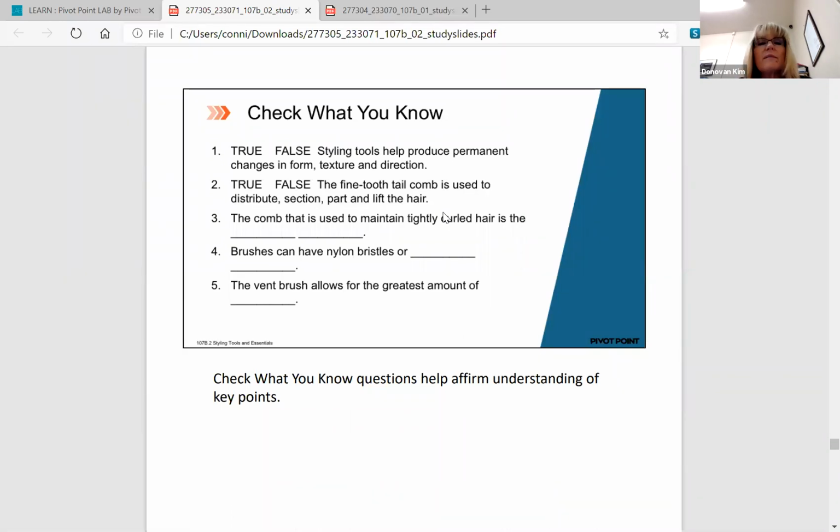That one should be false. False. Right. The fine-tooth tail comb is used to distribute, section, part, and lift the hair. I'd say true. The comb that is used to maintain tightly curled hair is the, I was thinking wide tooth, but it says maintain. So we'll have to look at the answer for that one unless somebody knows it. Anyone know it? No?